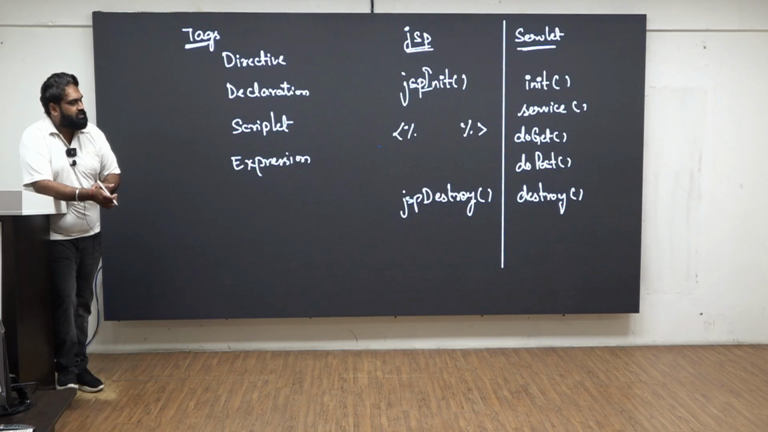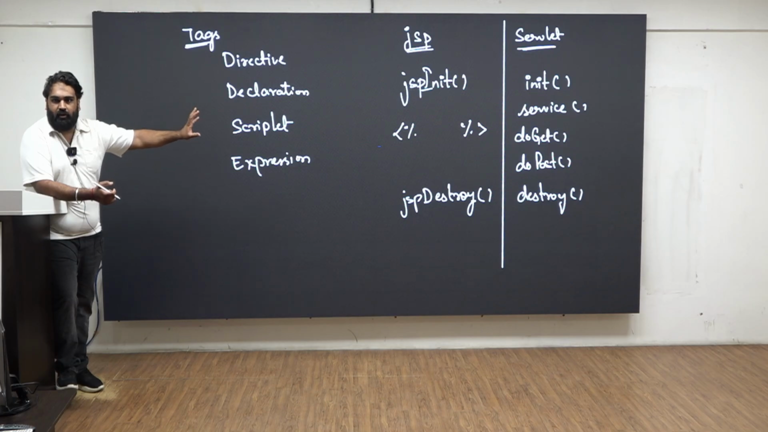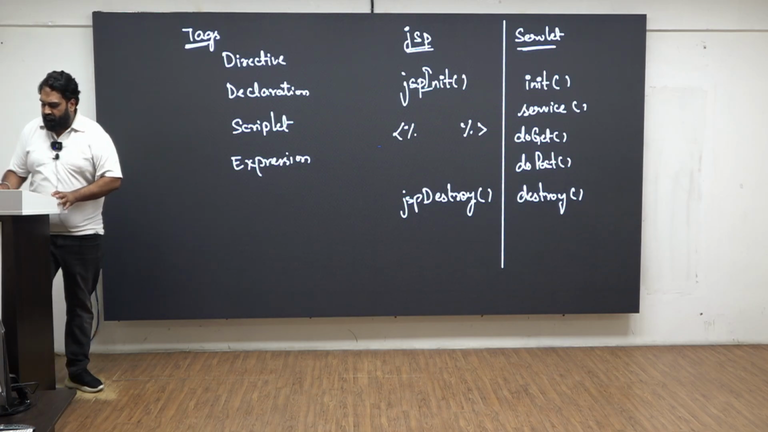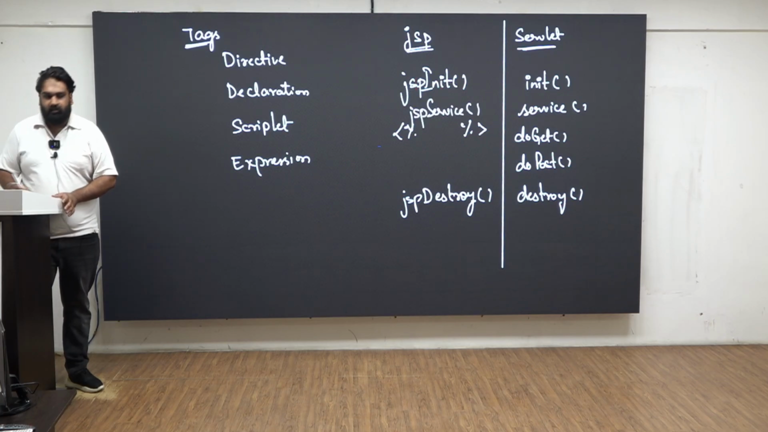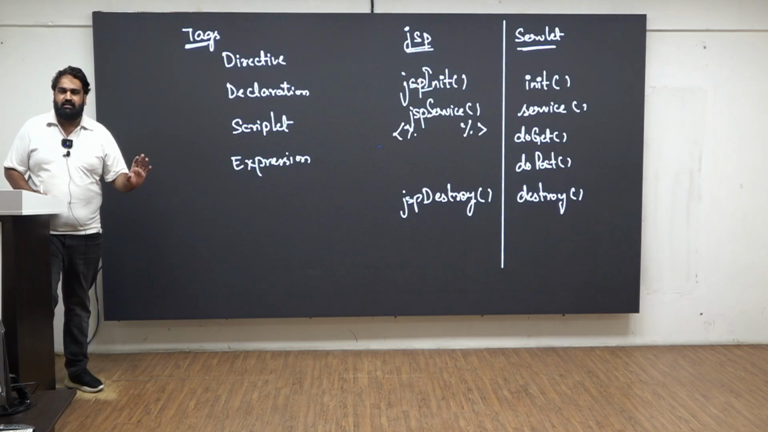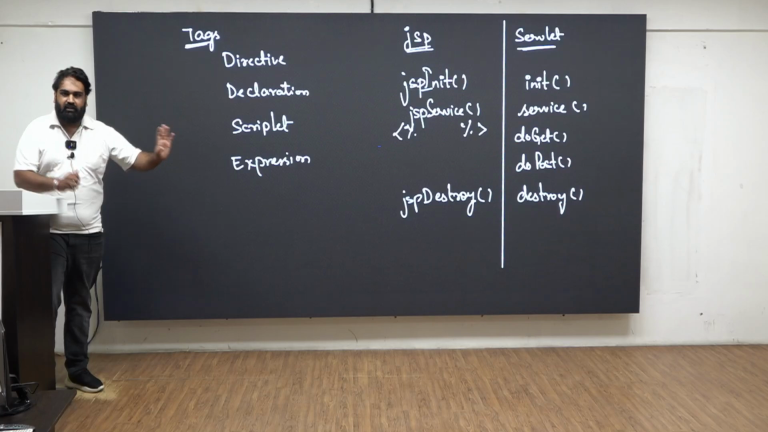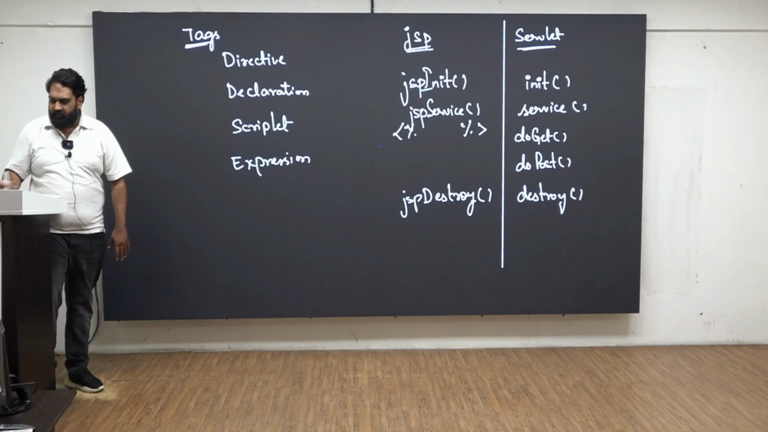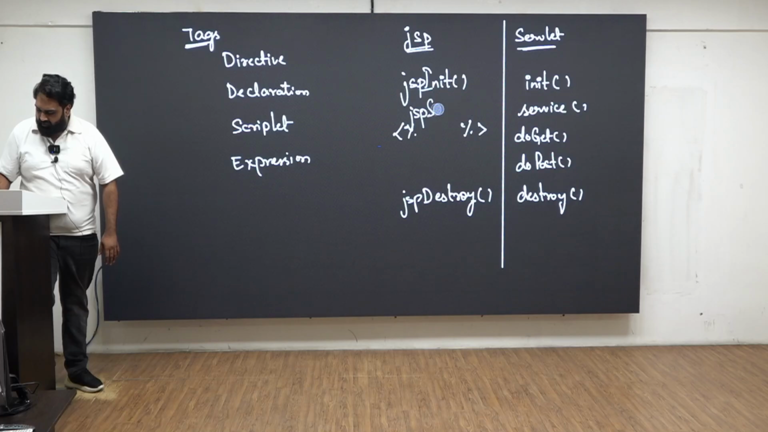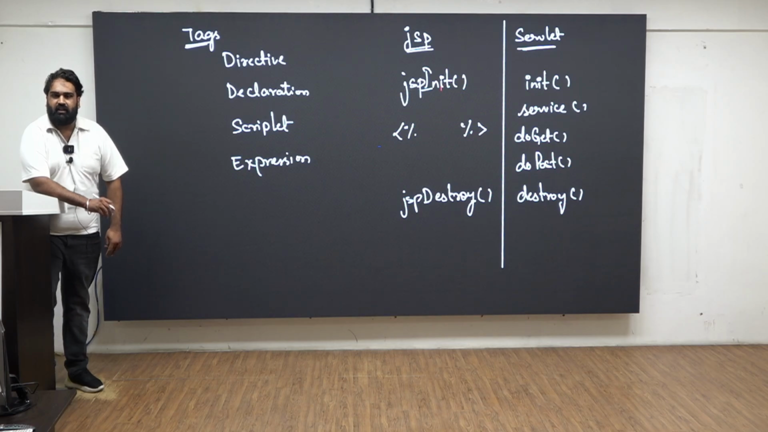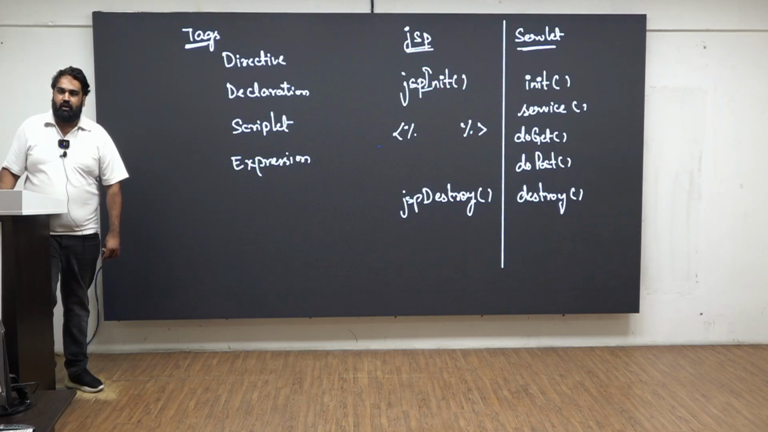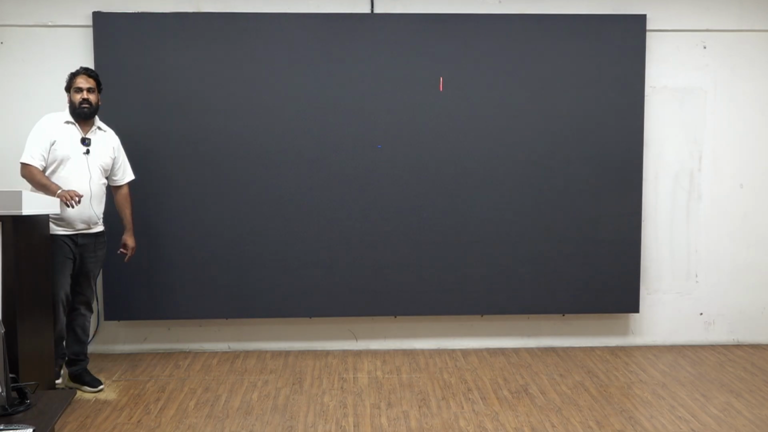What are the methods? One is jspInit, then whatever you would write in the service, you will write it here. Exclusively, we will not call it a JSP service method, but we will have a service method which we write inside the scriptlet tag, and then we will also have the jspDestroy method. So we are going to have all these methods, correct.